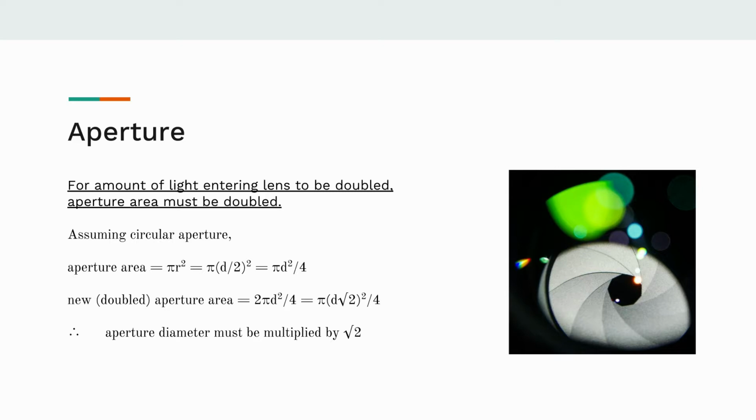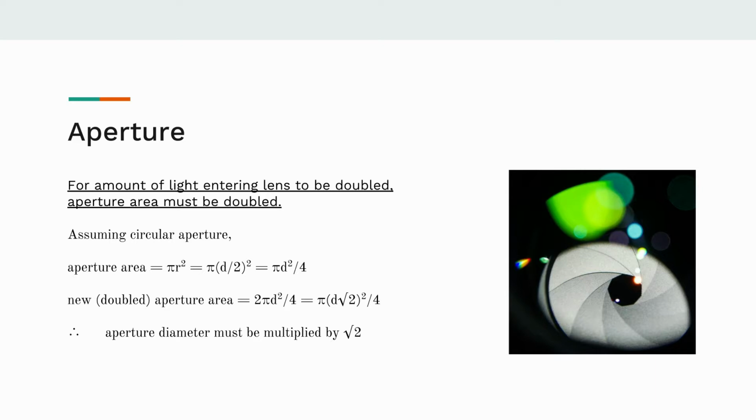So for the amount of light entering the lens to be doubled, the aperture area must be doubled, which consequentially means that the aperture diameter must be multiplied by a factor of square root of 2. Similarly, for the amount of light entering the lens to be halved, the aperture area must be halved as well. So your aperture diameter must be decreased by a factor of the square root of 2.